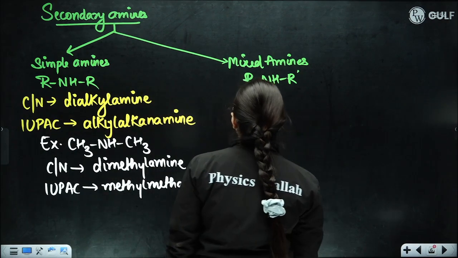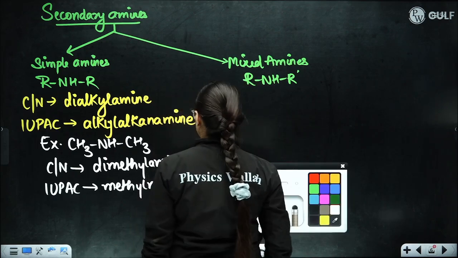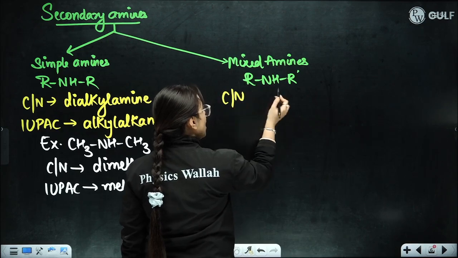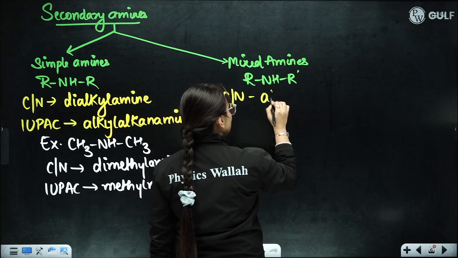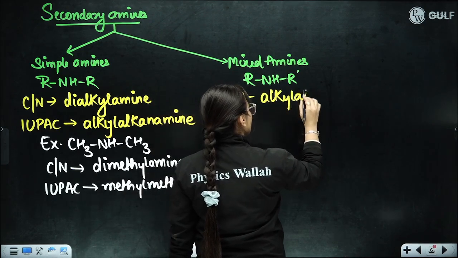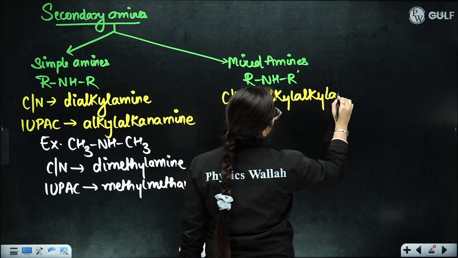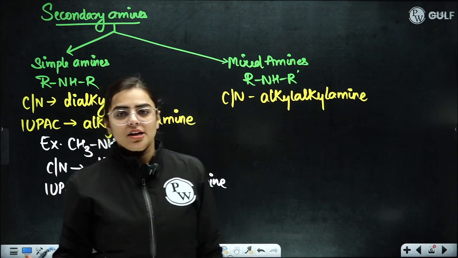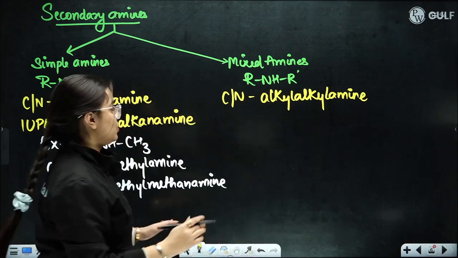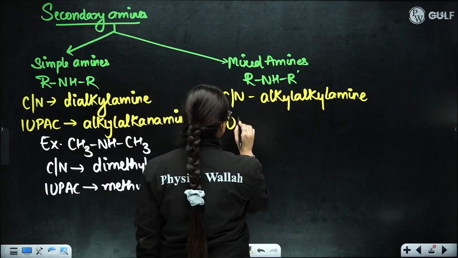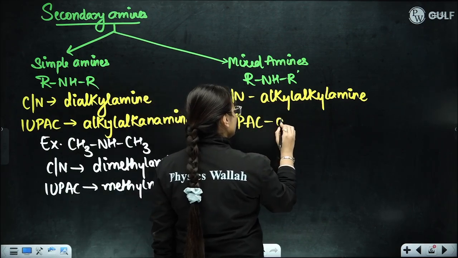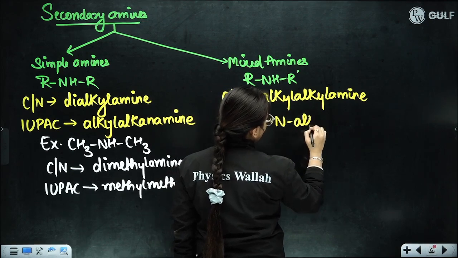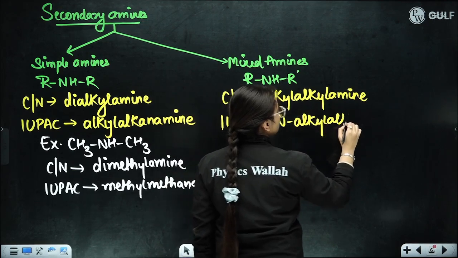Now let's discuss the mixed amines part. Let's take an example of RNHR dash. If I have to write, the common name is going to be alkylamine. I'll let you know which alkyl will stand where, because both R groups are different. So which will come where, I'll let you know. The IUPAC name, beta, will be the same, but here you need to mention it as N-alkyl alkanamine.